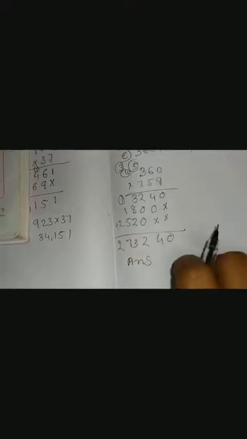0 as it is, 4 as it is, 2 as it is, 8 plus 2, 10, 10 plus 3, 13, 1 is a carry over, 5 plus 1, 6, 6 plus 1, 7, 2 as it is. So in that case, the answer is, we have to write the answer over here. 316 into 759 is equal to 2,73,240. This is the answer.